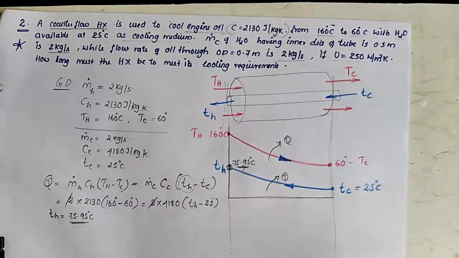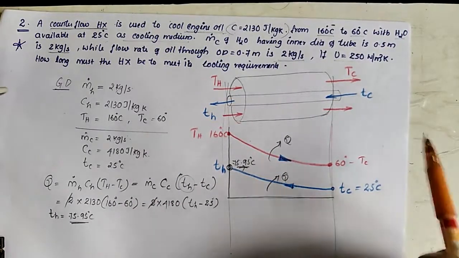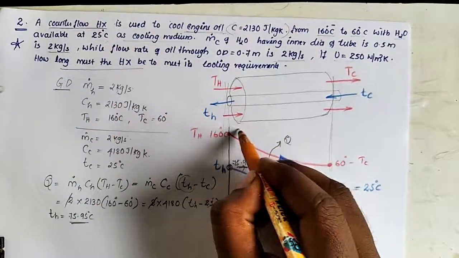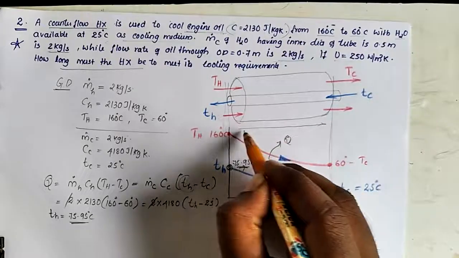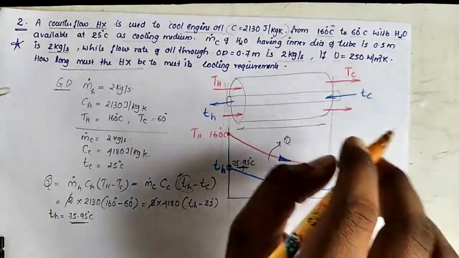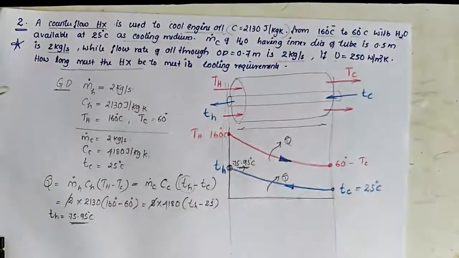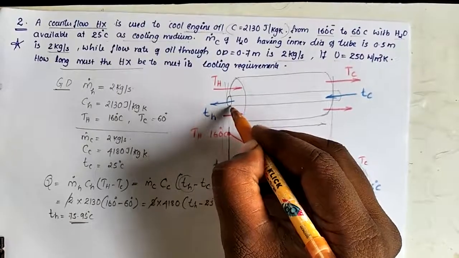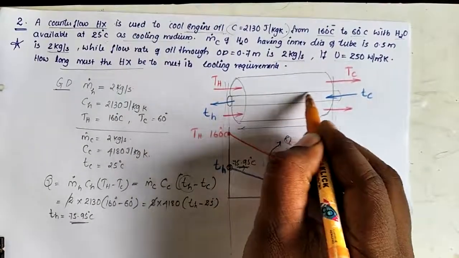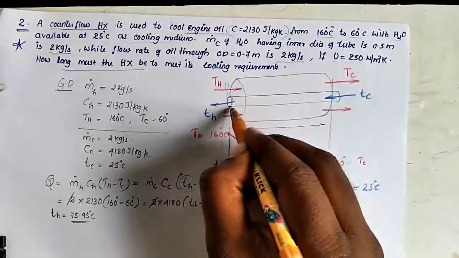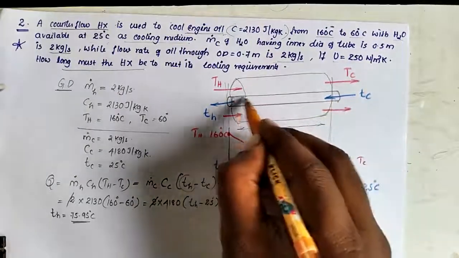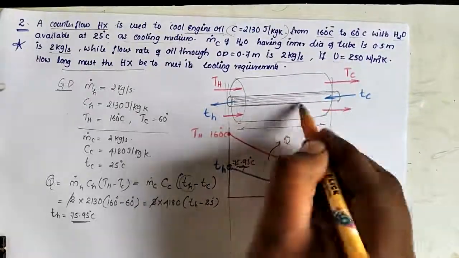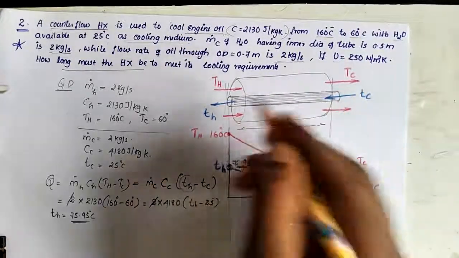Now our question is to find out what must be the length of the heat exchanger. Length means we have to find out the area of the heat exchanger. From this area we can find out the length of the tube. The heat transfer takes place through the surface area of the tube, only in the radial direction. As the length goes on increasing, the area also increases.